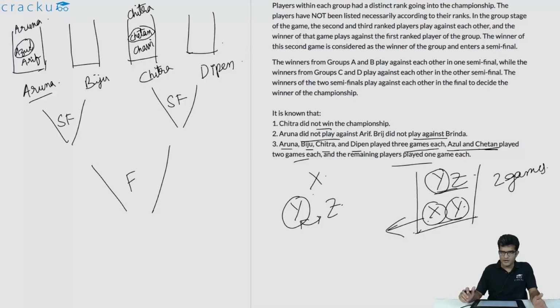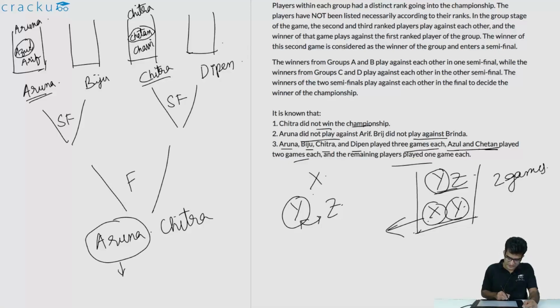Now if you are looking at Aruna and Chitra, at this point when the first stage happened, Aruna was the winner of the group. Aruna played only 1 match till now, and that 1 match was against Azul. Aruna played a total of 3 matches, so this would imply that Aruna has played in the semi-final and in the final. So one of the finalists is Aruna and one of the finalists is Chitra. We are also told that Chitra did not win the championship. This would imply that Aruna is the winner of the championship.